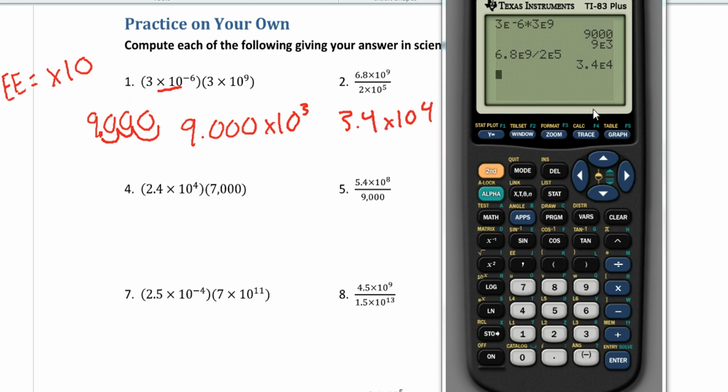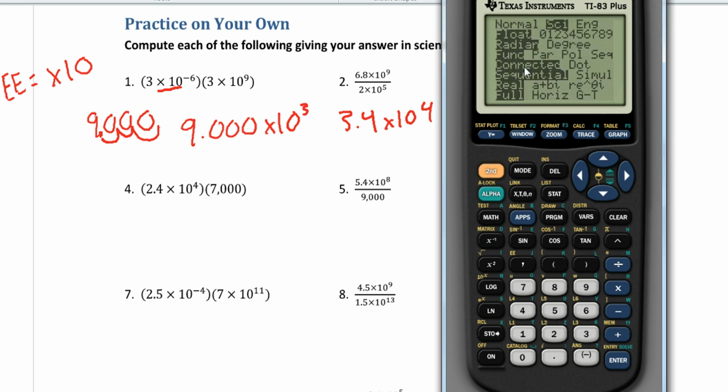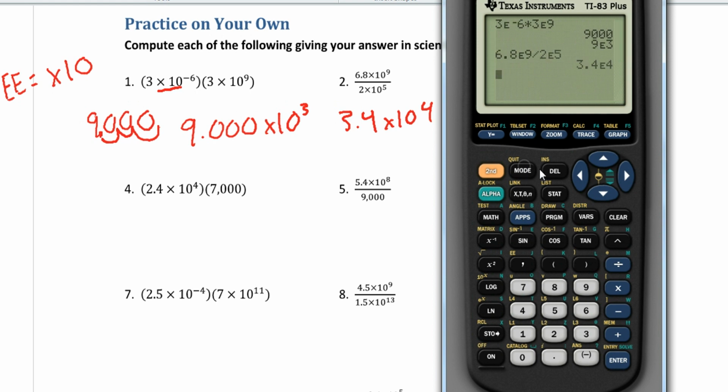Okay. If we needed this number in standard notation instead of scientific, it's a simple method to go ahead and get it back. You just go ahead into the mode key again, take it out of scientific notation, put it in normal, okay, quit it, and if I hit enter again, you'll see that our answer is 34,000.